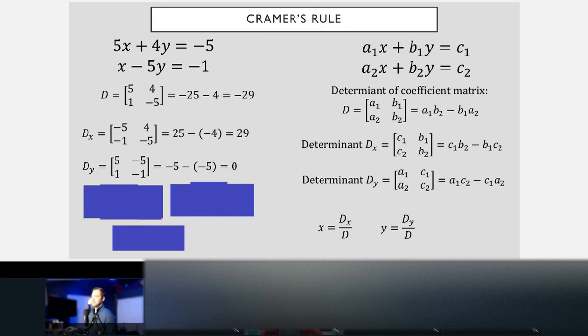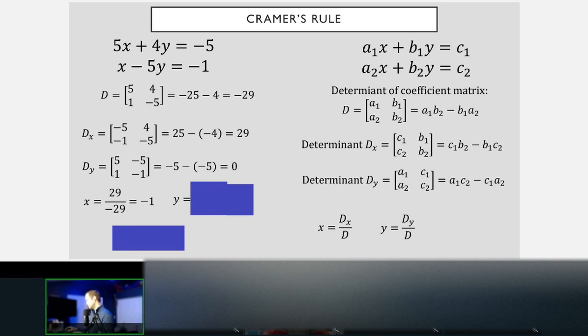All right. Now let's actually find the answers. So we have the 3 determinants that we need. So let's go ahead and solve this. The x value, what number goes on top? 29. And what goes on bottom? Negative 29. Yeah. And so what's the answer? What does x equal? Negative 1.